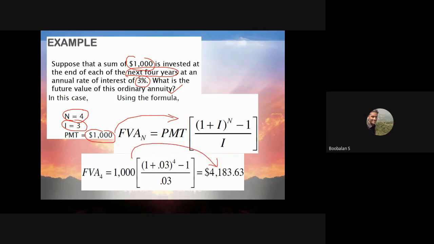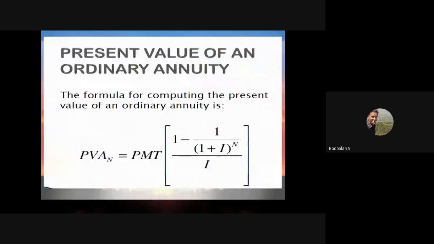So totally for 4 years, $4,000 and 180 extra. I'm getting $183 plus 63 cents, right? So this is my extra income which I got out of this, right? This is why it's called future average annuity values, right? So that is the future value, and we have the present value of an ordinary annuity, which is one more formula.